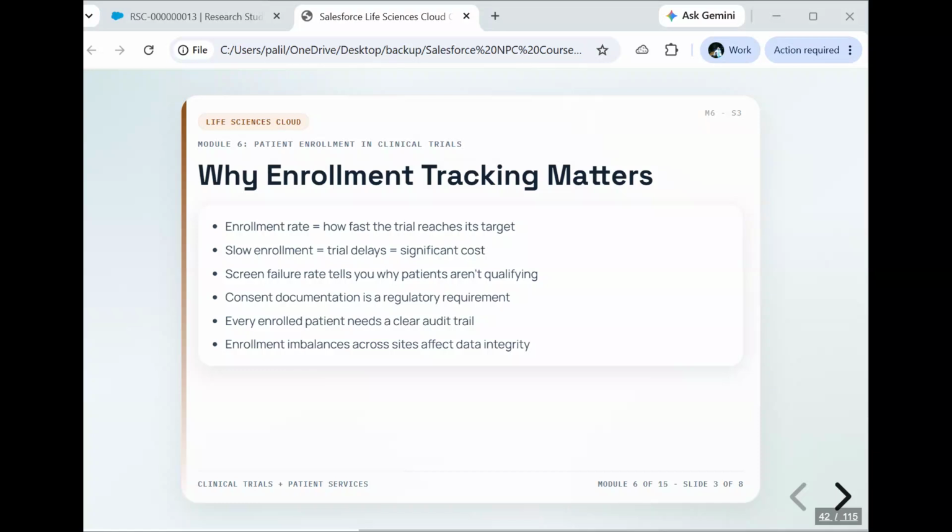And on the compliance side, consent documentation is one of the most scrutinized elements in any regulatory inspection.